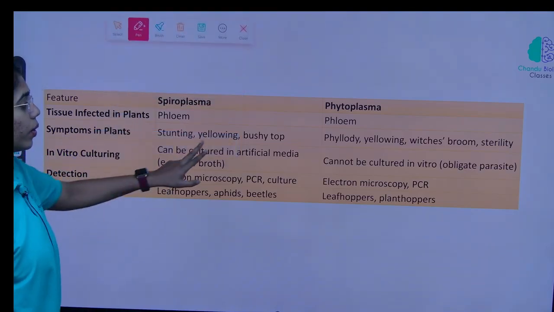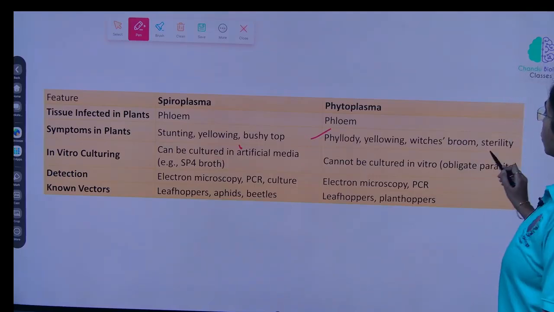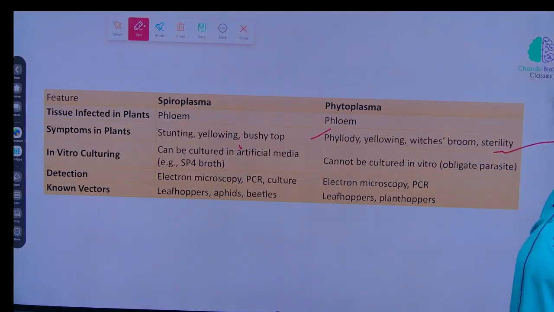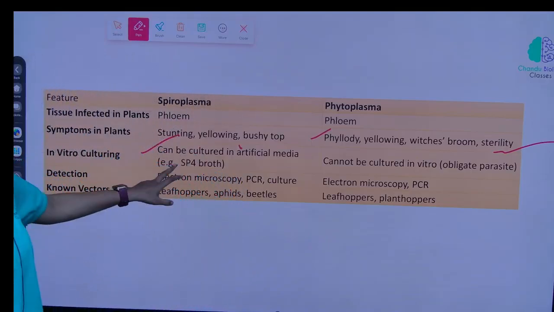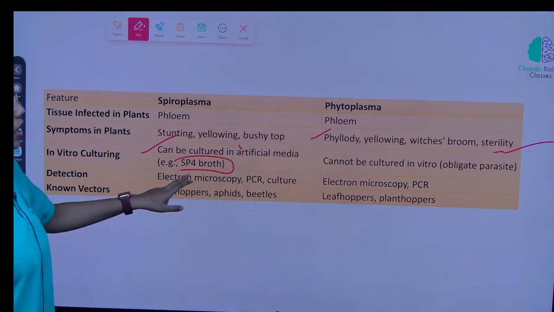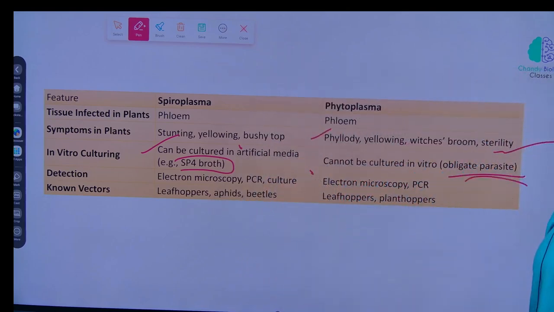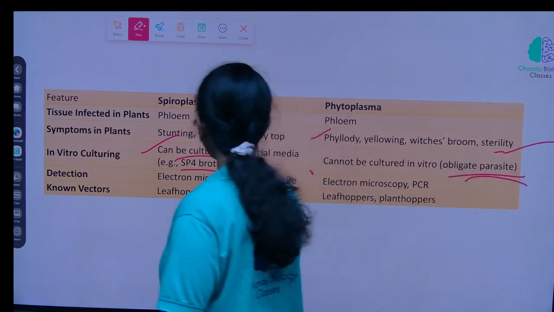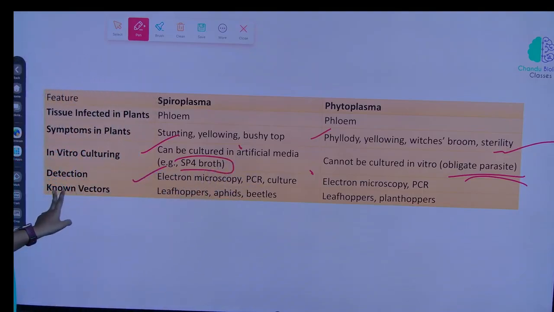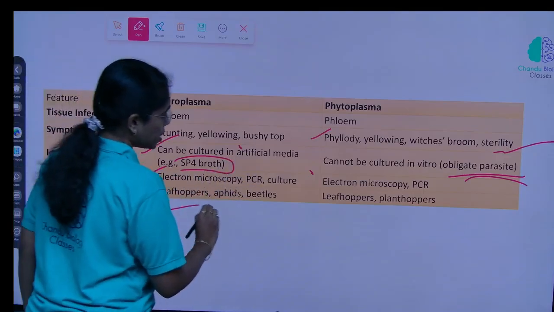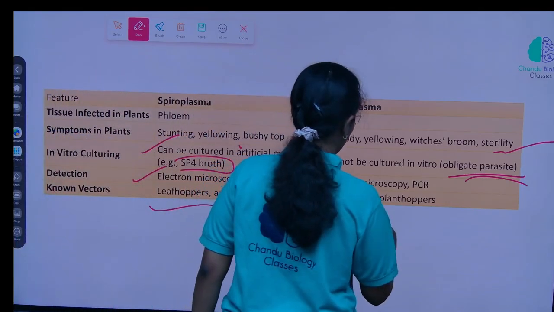Symptoms: in spiroplasma, stunting, yellowing and bushy plant. In phytoplasma, phyllody, yellowing, witch's broom and sterility. In vitro culturing: spiroplasma can be cultured in artificial media like SP4 broth. Phytoplasma cannot be cultured in vitro as they are obligate parasites. Detection is by electron microscope and PCR, the same ways. Known vectors of spiroplasma are leaf hoppers, aphids and beetles. In phytoplasma, leaf hoppers and plant hoppers.